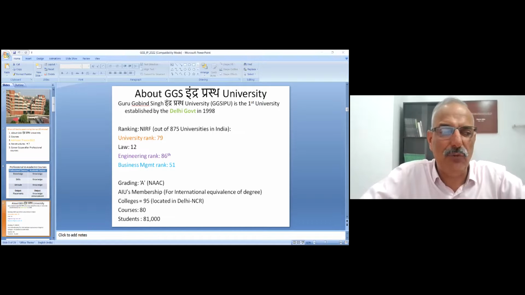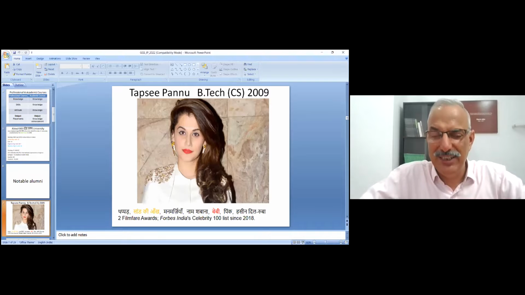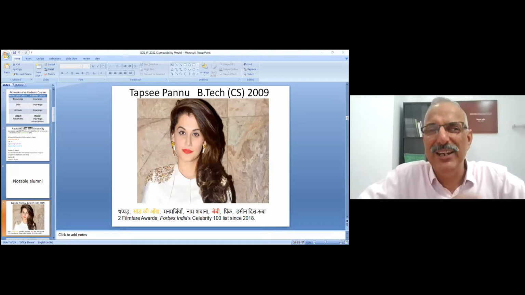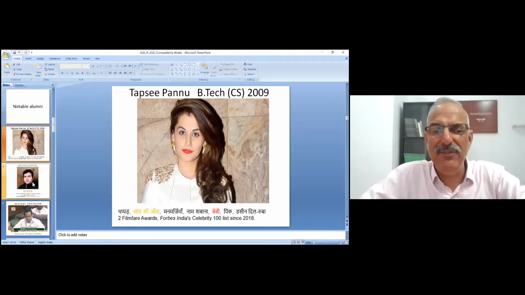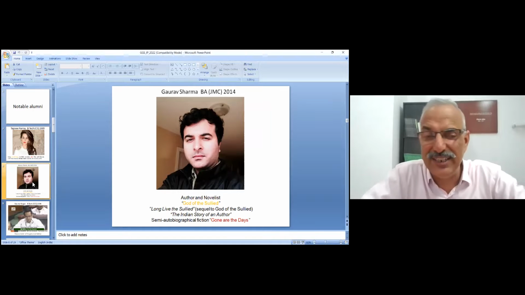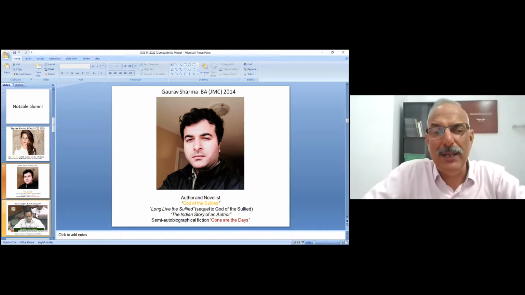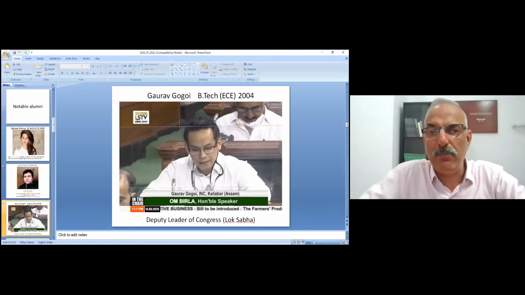So the first celebrity is someone whom all of you know. She is none other than your favorite Taapsee Pannu. Yes, my dear students, Taapsee Pannu did her BTech Computer Science from IPU in 2009. She needs no introduction. Then we have Gaurav Sharma. If you are fond of reading novels, you must have read these very popular novels, God of the Solid, Long Live the Solid, or Gone Are the Days. All of them are authored by Gaurav Sharma, who did his journalism from IPU in 2014. Well, the deputy leader of Congress in Lok Sabha also did his engineering from IPU.